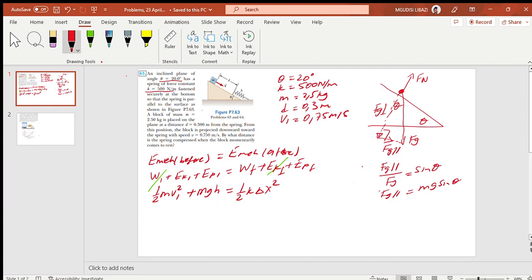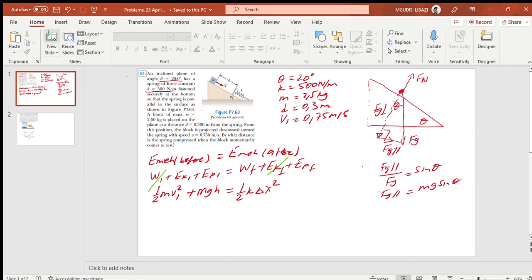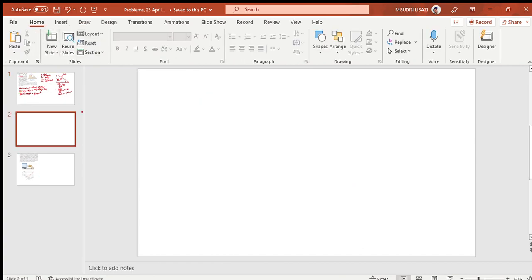So now we also need to find the height of the incline. We know that the spring will actually come to rest a certain distance along the incline. So to find the height, we'll be having something like this.